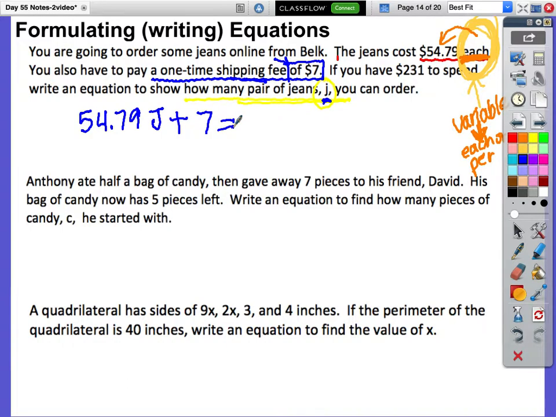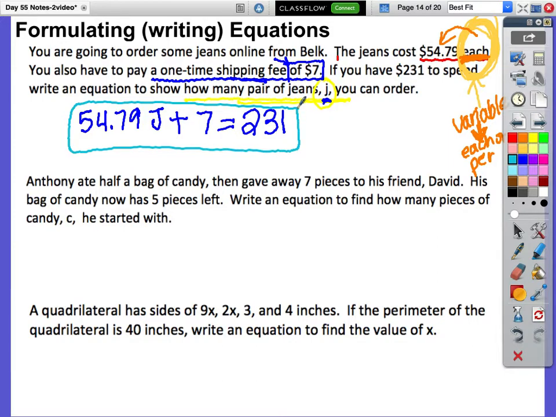Now, our total that we can spend is $231. We can't go any higher than that. And this is our equation. And that's as far as you can go. Because remember, all we're doing is writing these right now. We are not solving these.